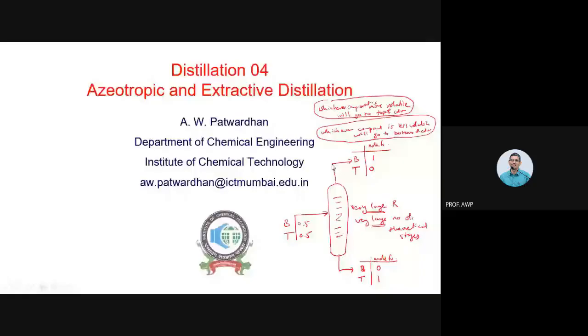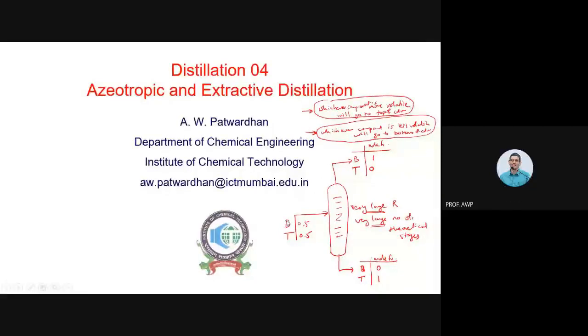Okay, now let's see. Do you people agree that whichever component is more volatile will go to the top of the column and whichever component is less volatile will go to the bottom of the column? Do you agree with that? Yes, sir.